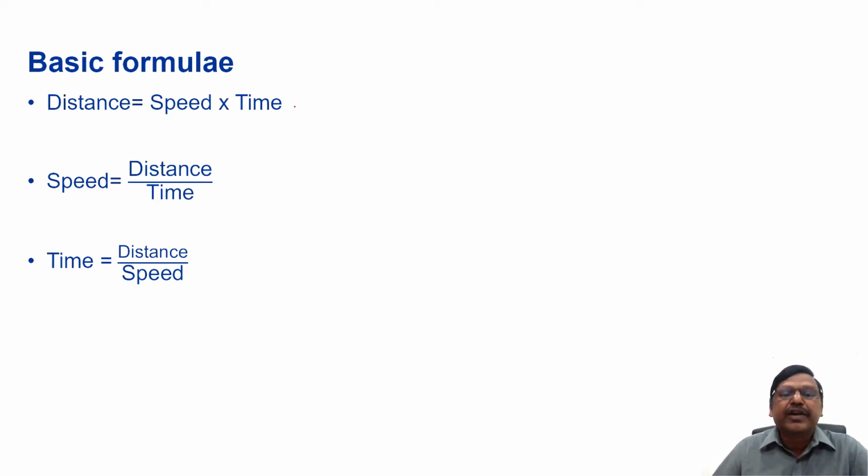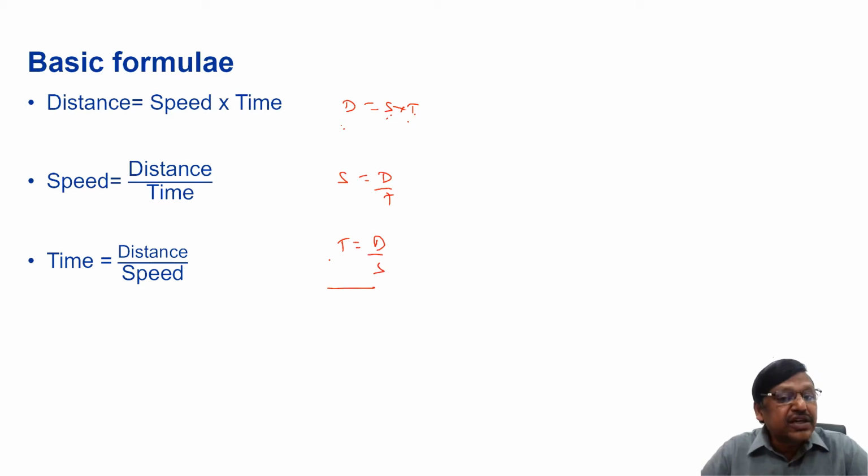Distance is equal to speed into time. Speed is equal to distance by time. Time equals distance by speed. These are the three basic formulae.